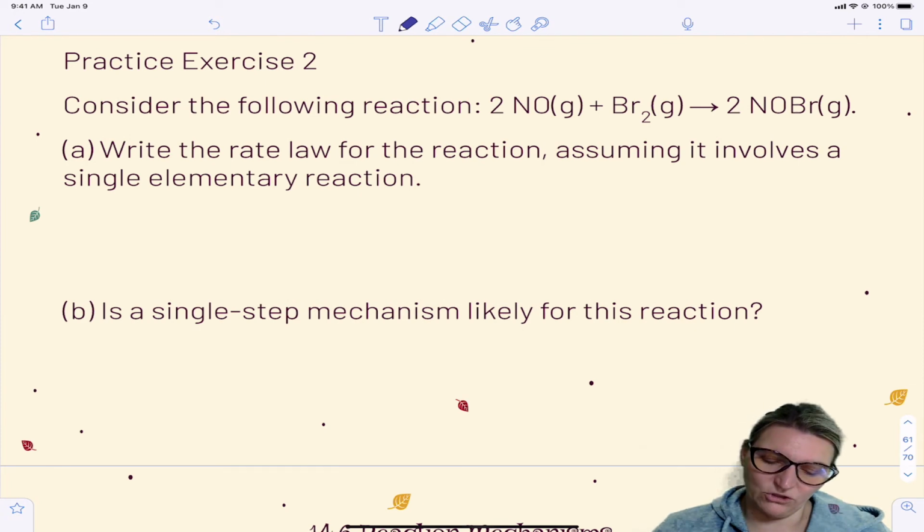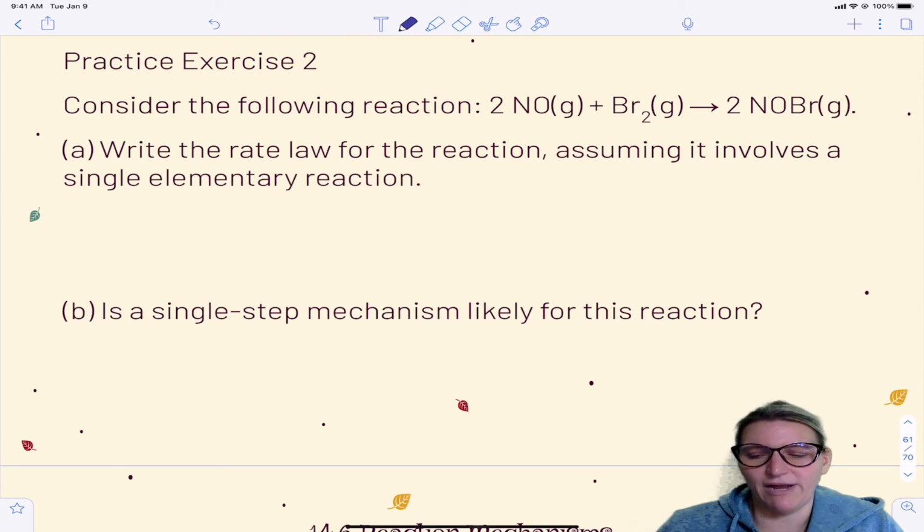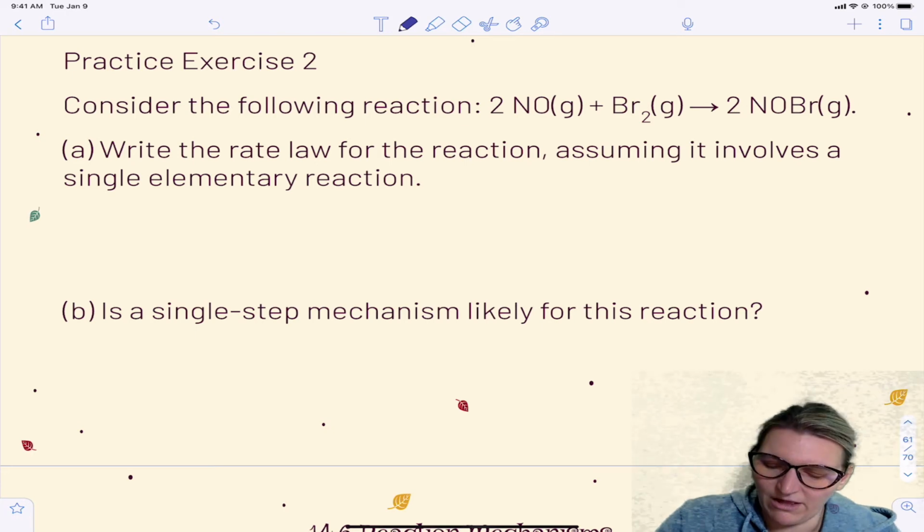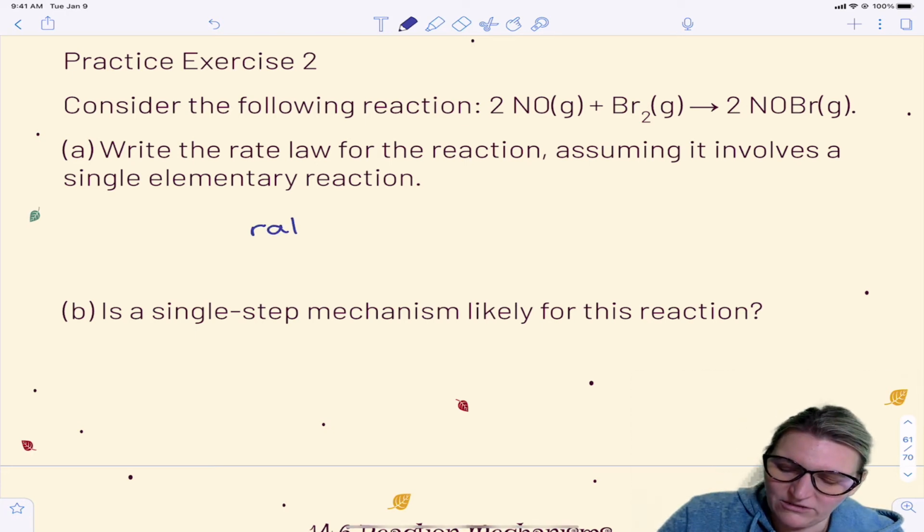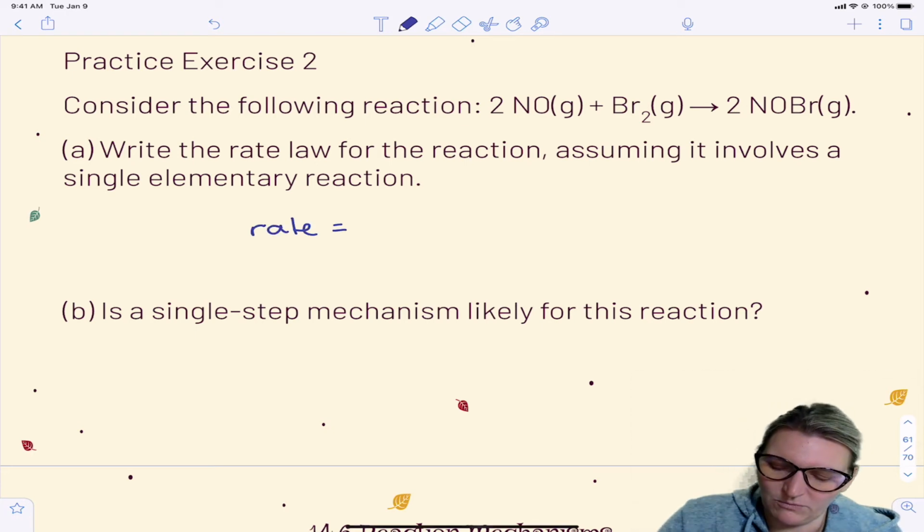Practice exercise 2 says, consider the following reaction. Write the rate law for this reaction, assuming it involves a single elementary reaction. If we know it's a single elementary reaction, then it's just coefficients become exponents. Rate equals K times the concentration of NO squared times the concentration of Br2.